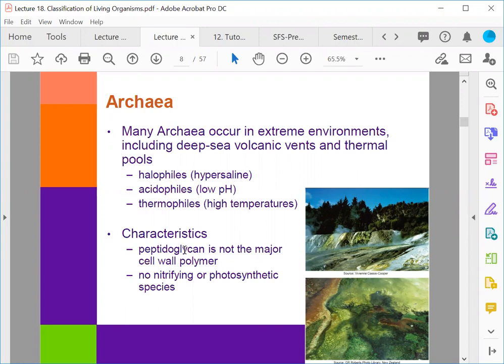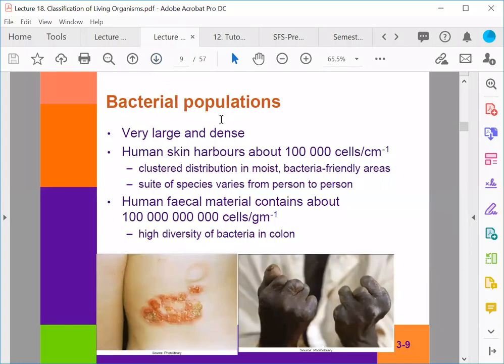Their ribosomes are actually more similar to those found in animals than they are to the ribosomes found in bacteria. And there's quite a few other differences. All right, so there's no nitrifying or photosynthetic species in this kingdom.